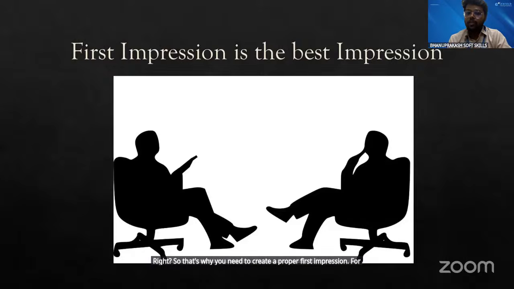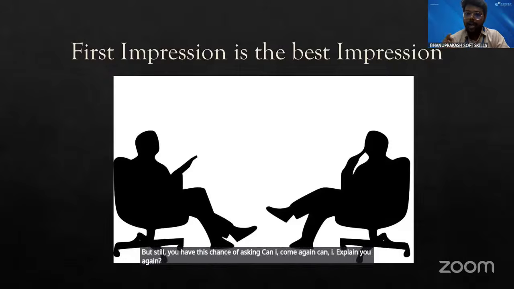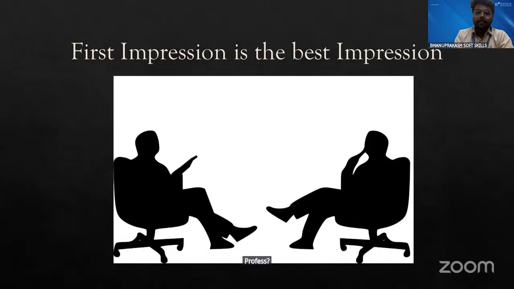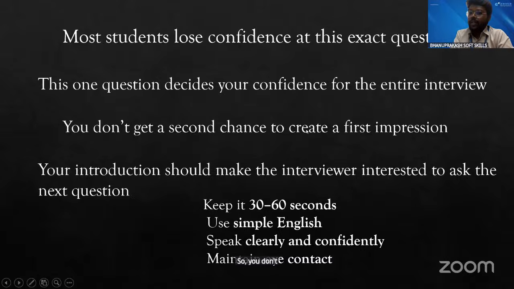For other questions, you still have a lot of chances. For example, if you are facing a technical interview and he is asking some technical questions, and for the first go you said a wrong answer, you still have the chance of asking, can I come again? Or can I explain again? But do you have any such chances in the introduction? You can't say, I'll go outside again and then come back and introduce myself. That is not at all possible. So you only have one chance here, and within that one chance, you need to show your best professionalism, right? You don't get a second chance to create a first impression.